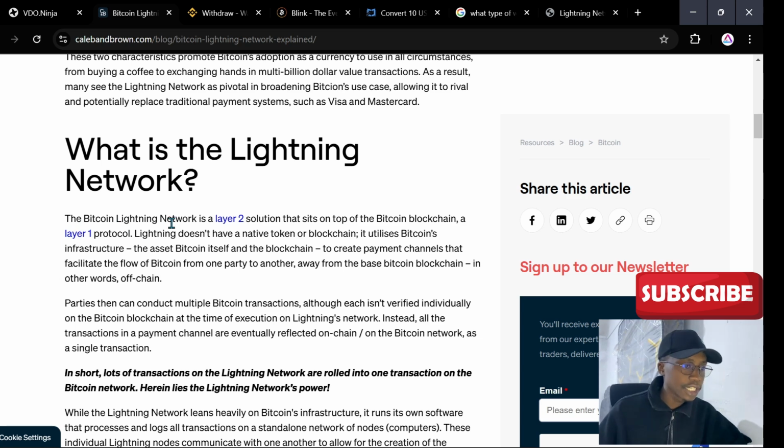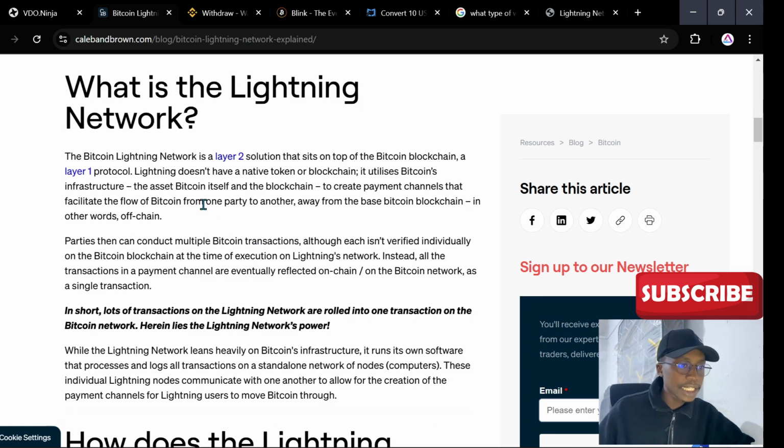I'm going to read for you the key points and key information that we are supposed to comprehend. The Bitcoin Lightning network is a layer 2 solution that sits on top of the Bitcoin blockchain, a layer 1 protocol. So the Bitcoin blockchain is the layer 1 protocol, and the Bitcoin Lightning network is a layer 2 solution. The Lightning network doesn't have a native token or a blockchain. So it doesn't have a token. If you are well conversant with cryptocurrency, I think you understand what we mean by that.